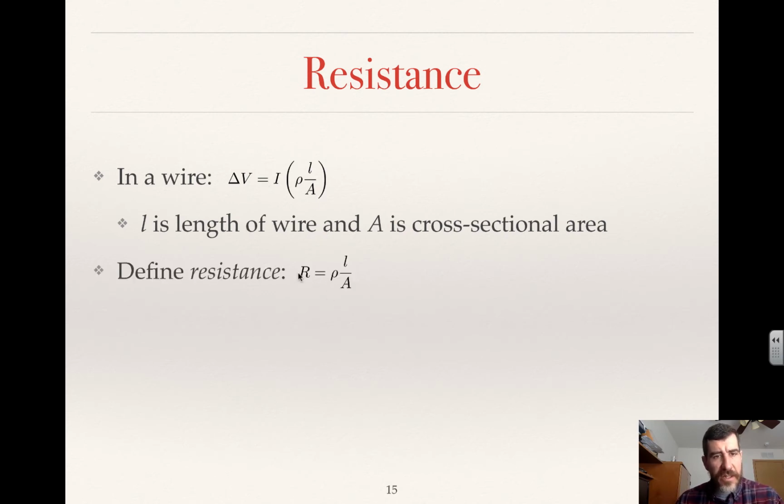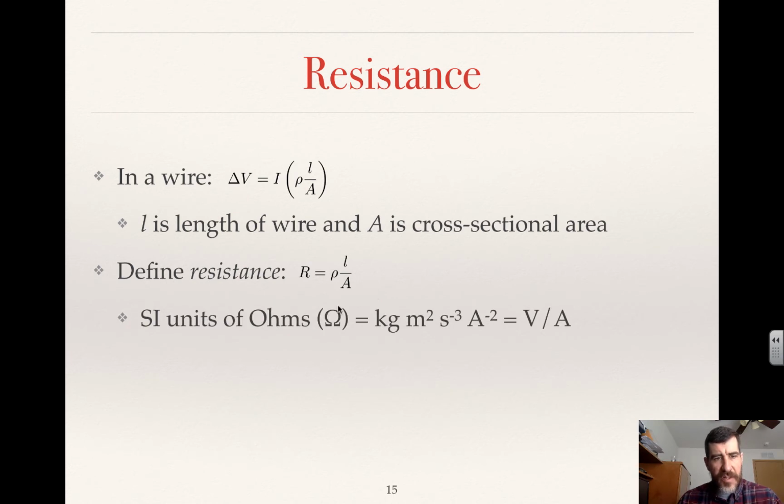We can use that to define resistance. For resistance, we're going to use a capital R, and resistance is going to be resistivity times the length of the wire divided by the cross-sectional area, A. The units are kilogram meter squared per second cubed per amp squared, or you can also write this as a volt divided by an amp, and we're going to define that as an ohm. So the ohm is our SI unit of resistance with an abbreviation of a capital Greek omega.